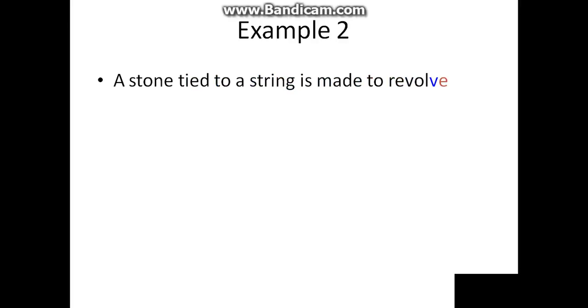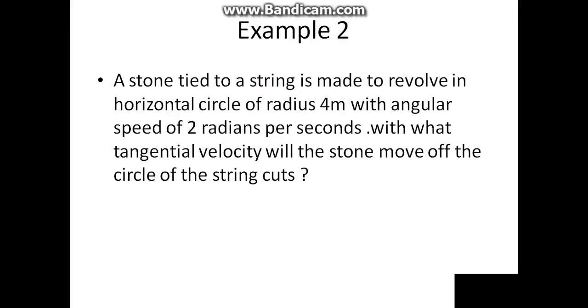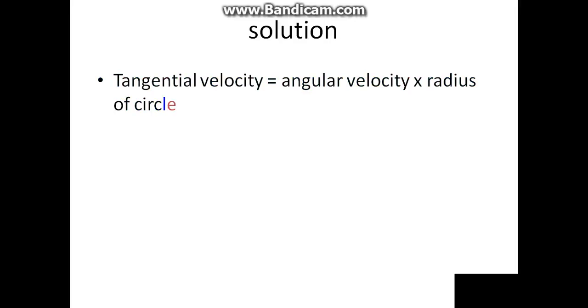...revolve in a horizontal circle of radius 4 meters with angular speed of 2 radians per second. With what tangential velocity will the stone move off the circle if the string is cut? Solution. Tangential velocity equals angular velocity times radius of the circle r. Tangential velocity v equals angular velocity omega times radius r, which equals 2 times 4, which gives us 8 meters per second.